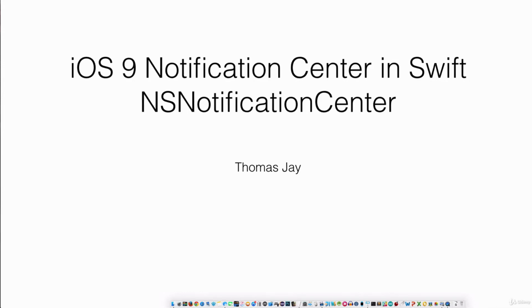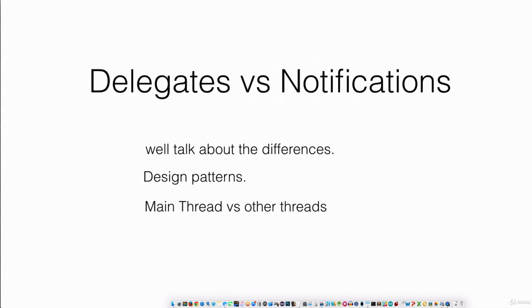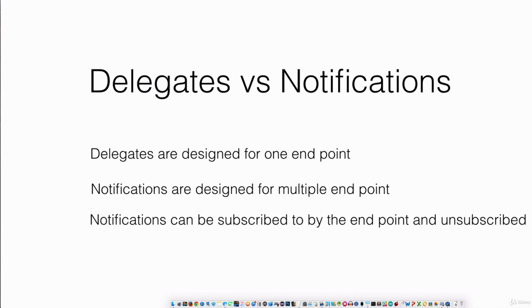I'll be presenting iOS 9 Notification Center, and I'll be using Swift 2.0. Notification Center can be a complicated concept, and I'll try to present some basic fundamentals to help you understand it. We'll talk about delegates versus notifications, the differences, design patterns, main thread versus other threads. I'll try to explain how to implement this on iOS 9.